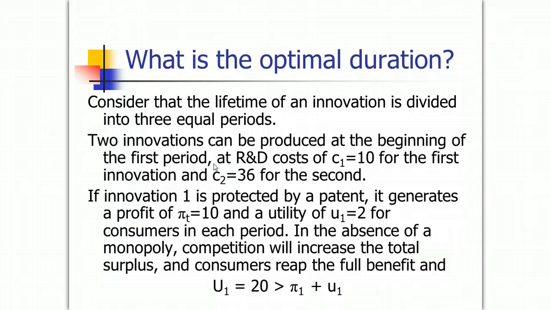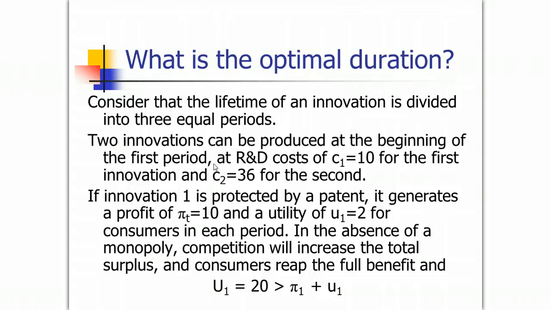What about with patents, when we're dealing with companies in general, but also with individuals? How long should we grant them the patent to a particular good, technology or innovation? So we'll just look at a stylized example, as we've done with many of these things, to see how it might work and what is the optimal patent duration. So we'll consider that the lifetime of an innovation is divided into 3 equal periods. So we've 3 years, whatever it might be. There are 3 time periods. So 2 innovations can be produced at the beginning of the first period.